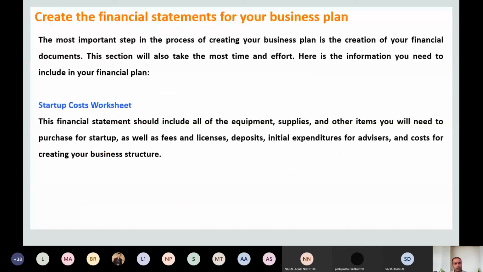Okay, then finance. This is the next part. The next part of your business plan will be mostly focusing on the financial plan. So first, when you start up the business, you always create a startup cost worksheet.